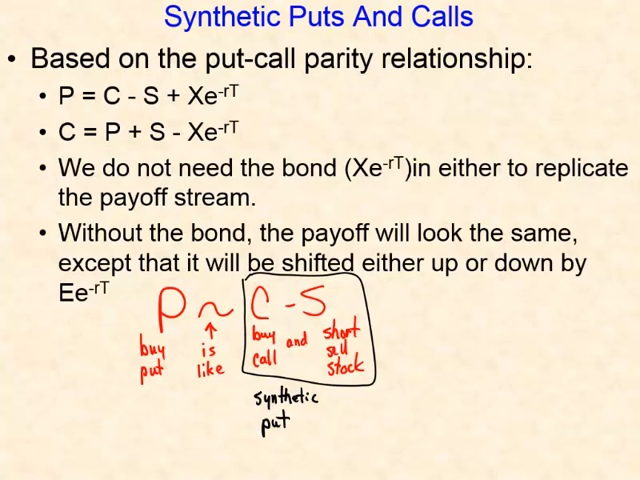When options first started trading on the exchange in 1972, there were no put options available, only call options. But option traders already knew the put-call parity relationship, and so they were able to create synthetic puts even though they did not exist in the marketplace.